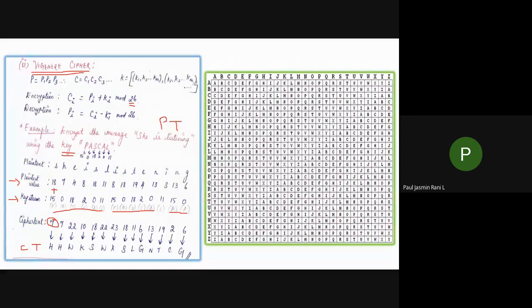In Vigenère you have two methods. Either you can find it using this formula, or you can find it using the tabular column, which we call the Vigenère table. I will give an example: S and P. From the tabular column, this is S and this is P, and where they meet corresponds to H. So they coincide there. This is how you get it.